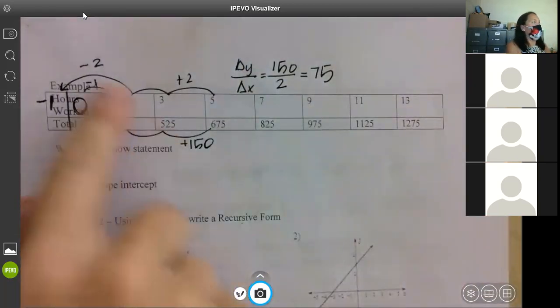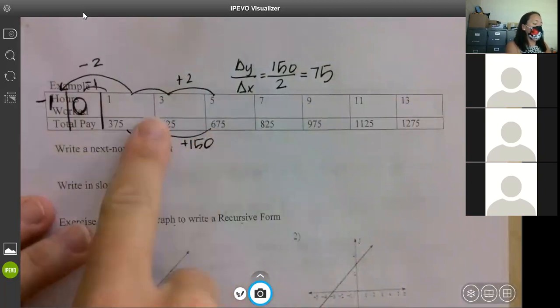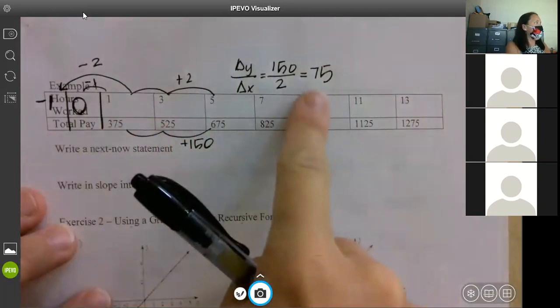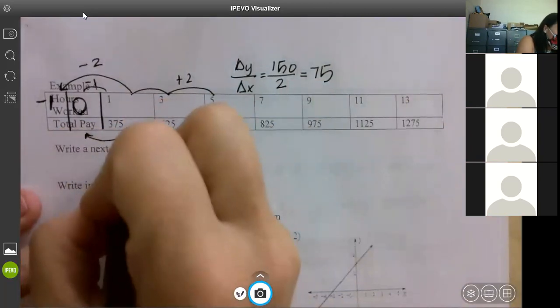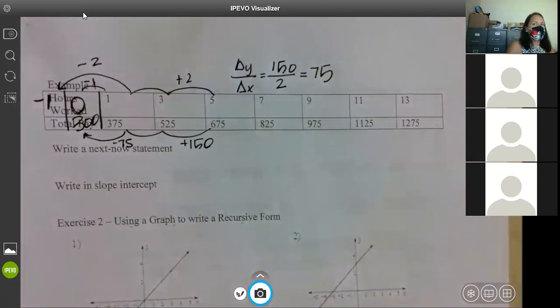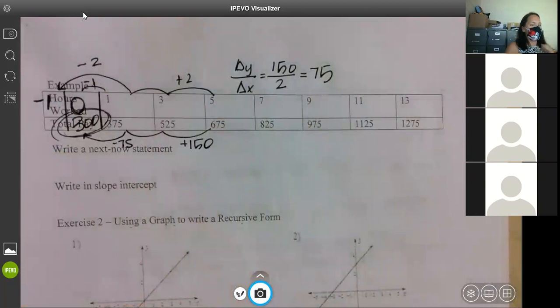So that was halfway, right? Does everybody understand that? It's halfway. So if I go 2, I go 150. How much is halfway? What did we say? 75. So I'm actually going to subtract 75. So I would get to 300. So your y-intercept, or where you start, is 300.